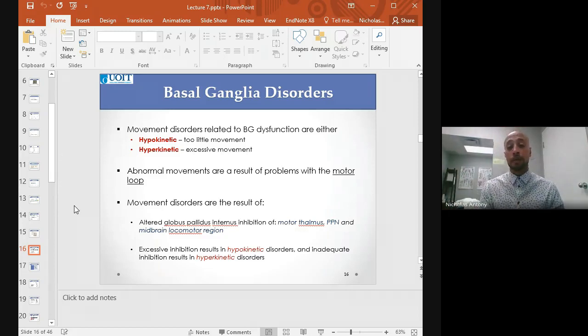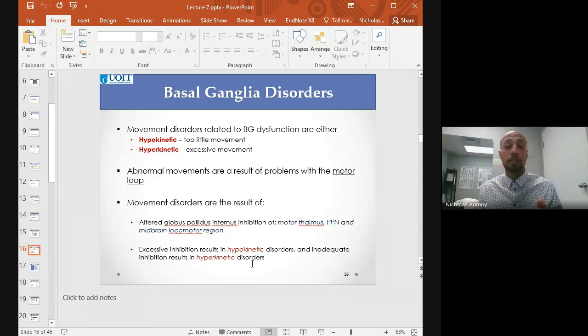Hypokinetic disorders mean that there is less movement overall with someone with a disease versus someone that's not affected. Hyperkinetic means that there's excessive movement or too much movement. And when we have either hypokinetic or hyperkinetic disorders, it's associated with problems in the motor loop. So movement disorders can be a result of altered globus pallidus internus inhibition, right, the output. So by the disease affecting the output in these three areas, we can produce either too much or too little movement, depending on where the disorder is.